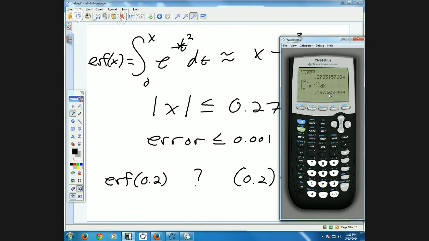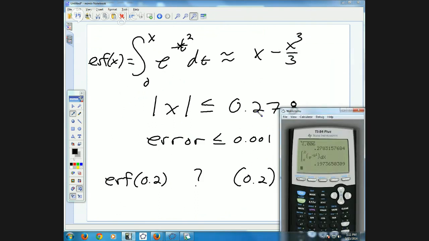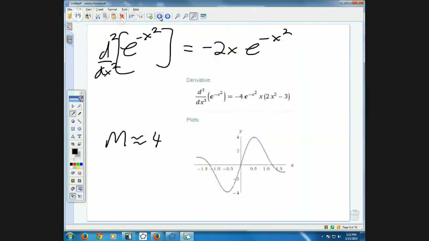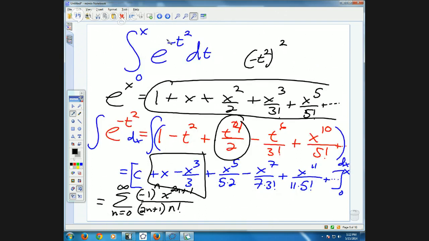Well, no, we haven't plugged in 0.2 into anything yet. Sorry. So I picked 0.2 because it's inside my interval. My interval says I can go from negative 0.278 to positive 0.278, so 0.2 is a solid choice. It's kind of near the edge, but not too near the edge. And then I compare that to 0.2 minus 0.2 cubed divided by 3. Did I get the divide by 3 right? 3 factorial, isn't it? I think it's just 3, because it was the integral.